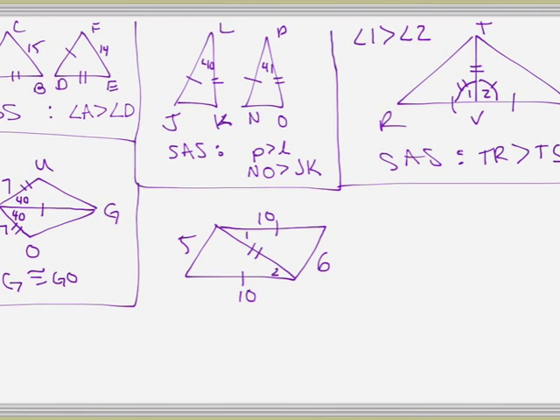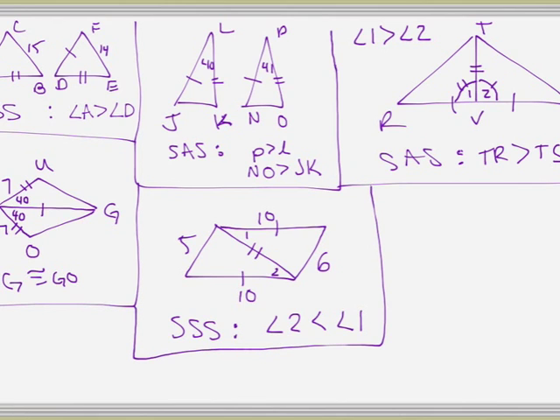So which theorem would be applied to this problem? Side, side, side, because we know stuff about all 3 sides of the triangles. And what would we conclude? That angle 2 is smaller than angle 1, or angle 1 is bigger than angle 2. Across from a 6 is bigger than across from a 5.